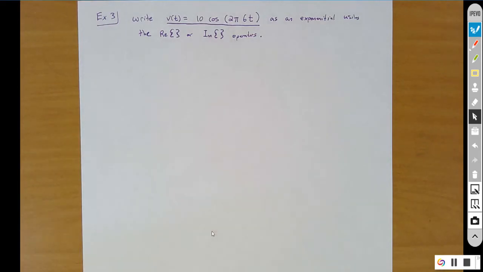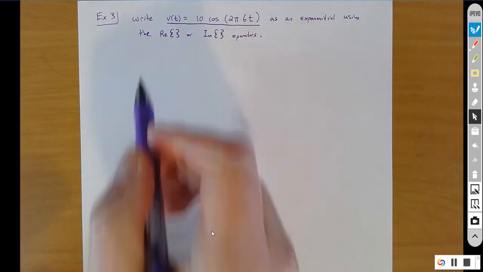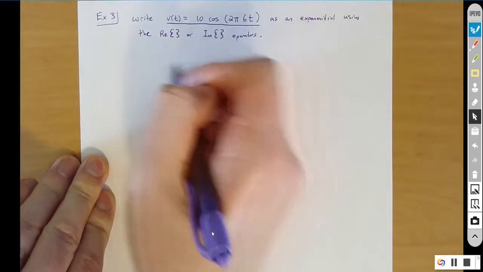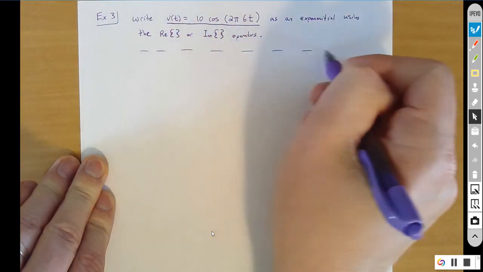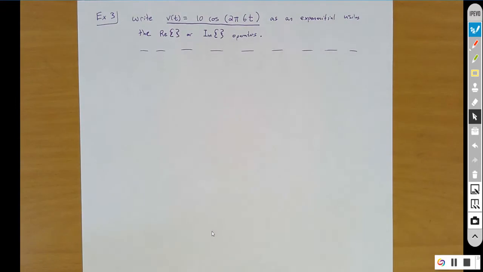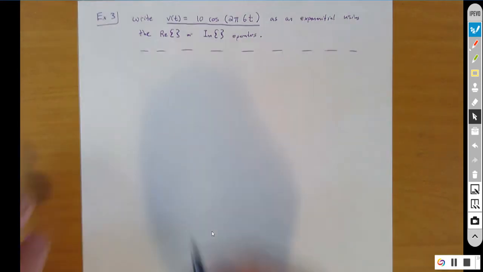So example 3 asks us to write the function v of t equals 10 cosine 2 pi times 6t as an exponential function using the real or imaginary operators. And so those may look a little funny. What the heck are these? So let's get there. So let's start off with Euler's equation, or his identity here.